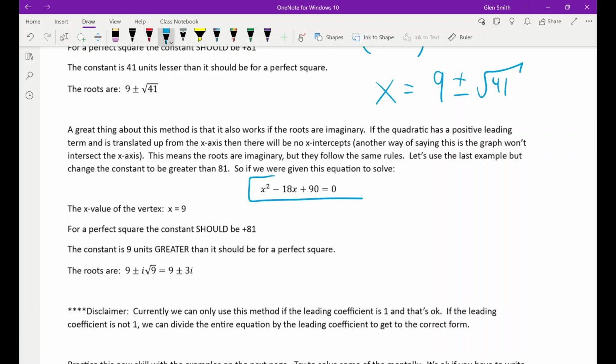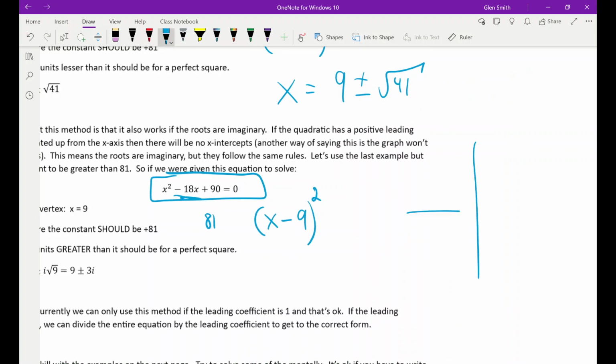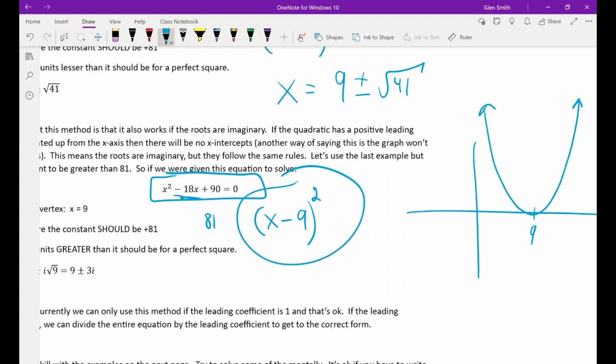So let's take a look at this one. The minus 18x right here tells me this should become minus 9 squared. Okay? That means this number here should be an 81, but it's not. It's too big by 9. So again, x minus 9 squared would sit over here like this at 9, just like that. That's what this looks like. But that is also this, if you multiply it out, right? Boom, boom, boom, we get that. That's what this is, okay?